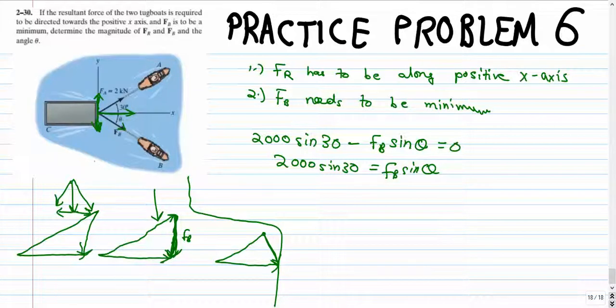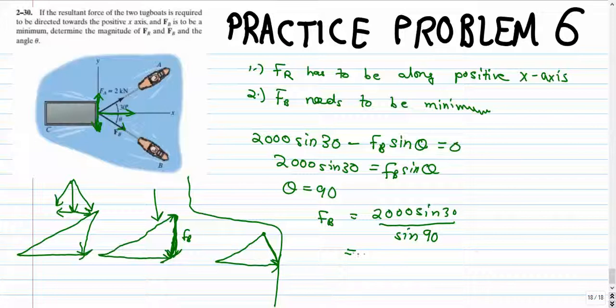Okay, so if FB is directly downwards to be shortest, we know that theta needs to be 90 degrees. Now that we know the value of theta, we can simply substitute it into this equation and get the value for FB. So FB equals 2000 sine of 30 divided by sine of 90 degrees. Sine of 90 degrees is just 1. So FB is equal to 2000 sine of 30, and that gives us 1000 newtons.